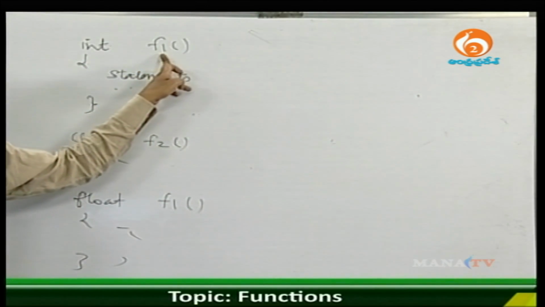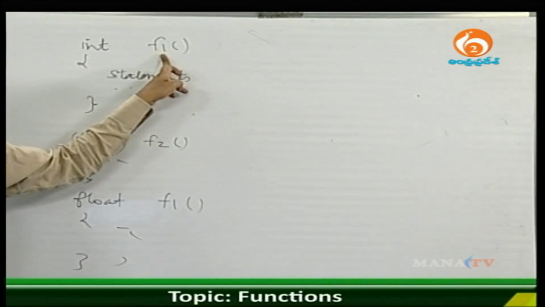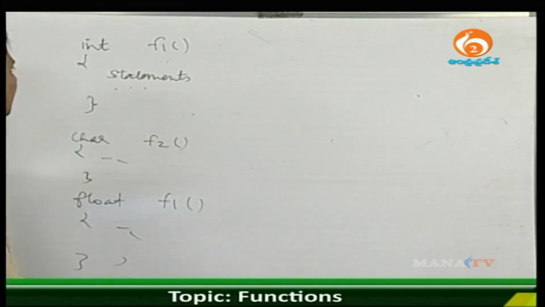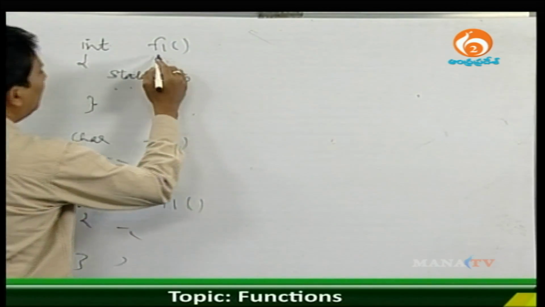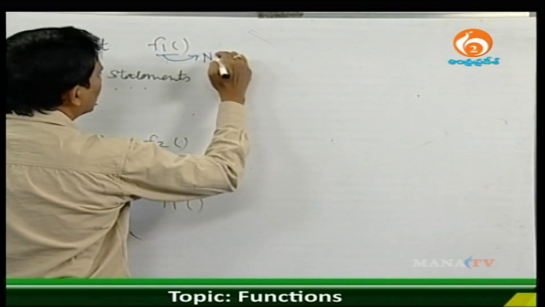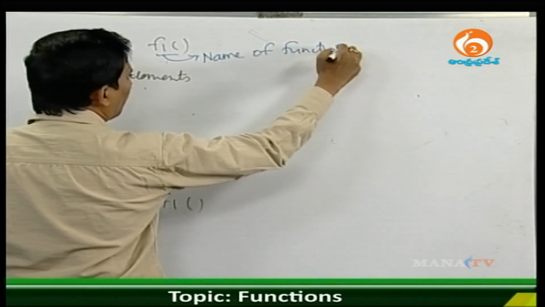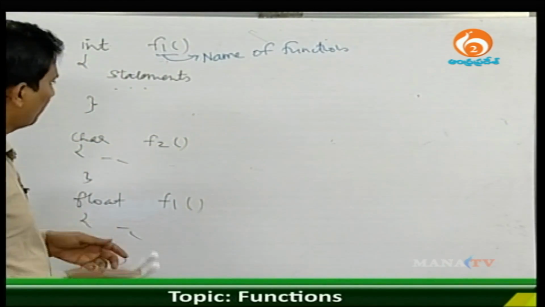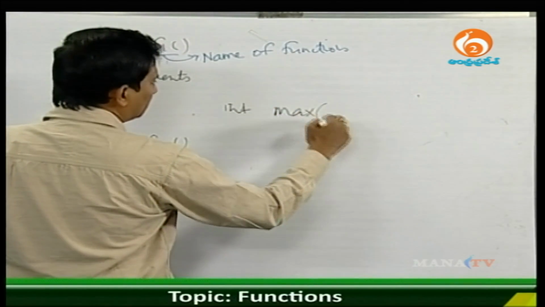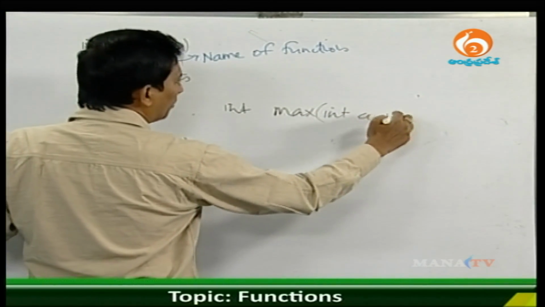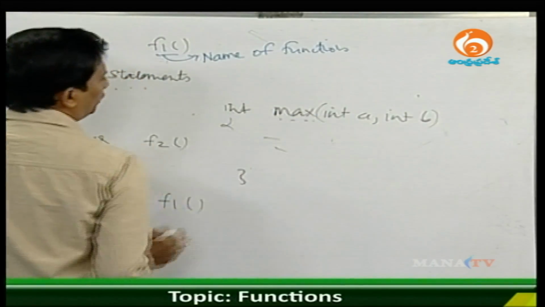Every function has a name, and a function is identified by its name. A function name should be a valid C identifier. For example, int max(int a, int b): here, max is the name of the function.